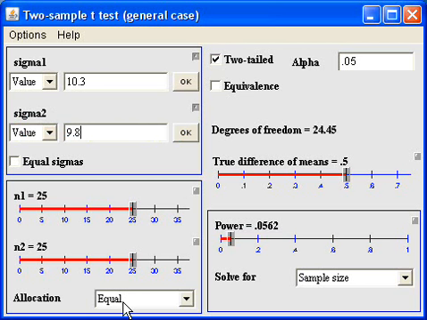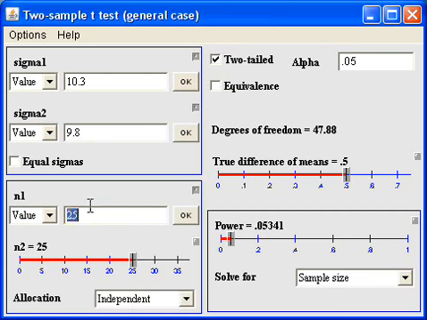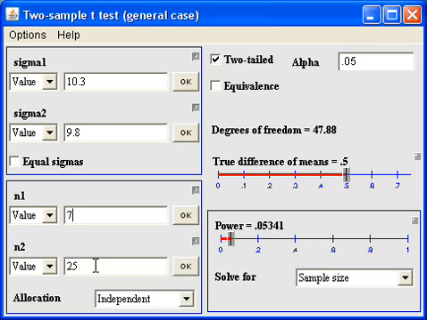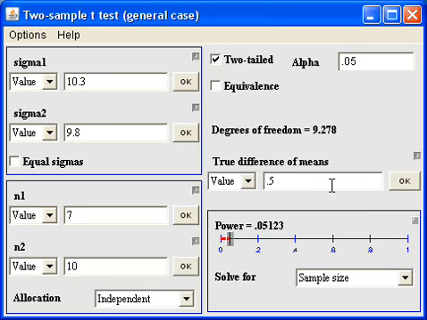Can you see here for sample sizes it's set to equal sample sizes at the moment. Change this to independent. Again, click in the box, put in your sample size. 7 for the treatment, 10 for the control. The true difference of means was 9.